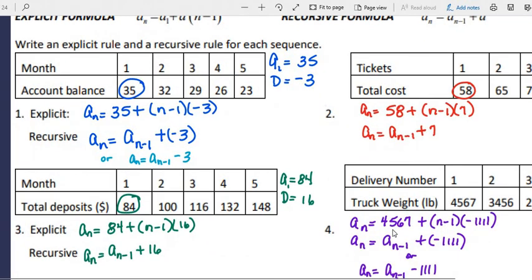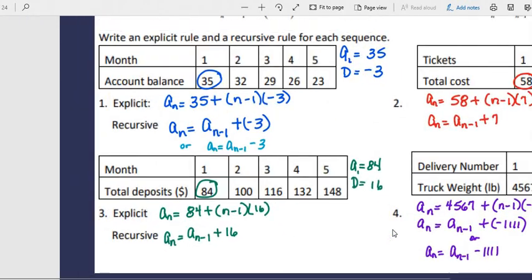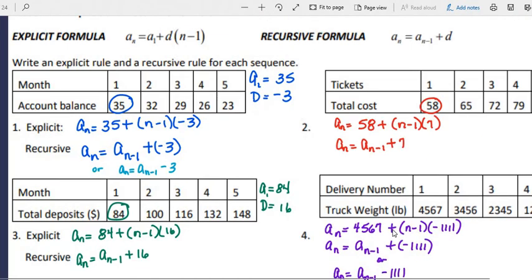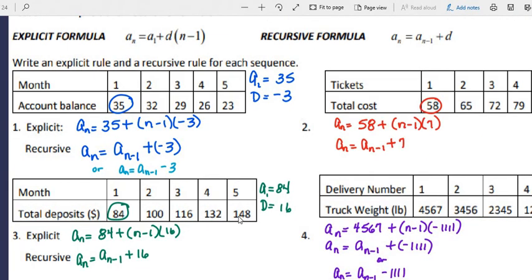Now on number 3, you're doing the same thing. On number 3, you're going to find the common difference. 148 minus 132 is 16. 132 minus 116 is 16. 116 minus 100 is 16. 100 minus 84 is 16. So the first term we have is 84, and the common difference is 16.